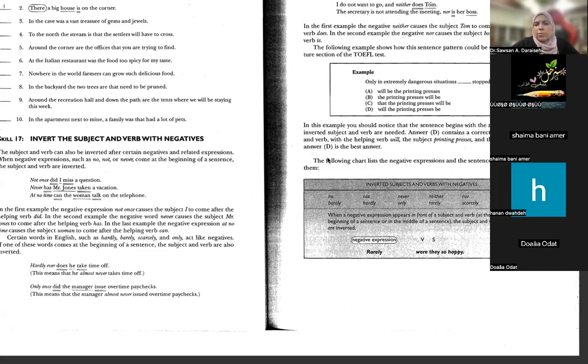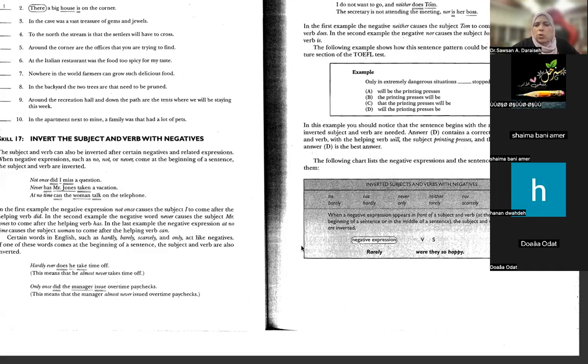Okay, anyway, let's move on to the following chart. This chart about the skill lists the negative expressions and the sentence pattern used with them. So we have "no," "not," we spoke about these. We have "never," "neither," "nor." We also have "barely," "hardly," "only," "rarely," "scarcely," and again, "seldom." It means the same, by the way. "Seldom" means the same as "rarely," "scarcely," "hardly," "barely."